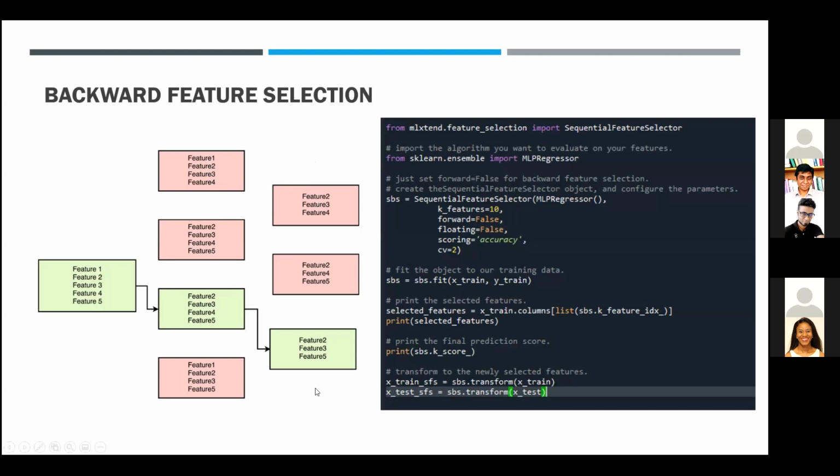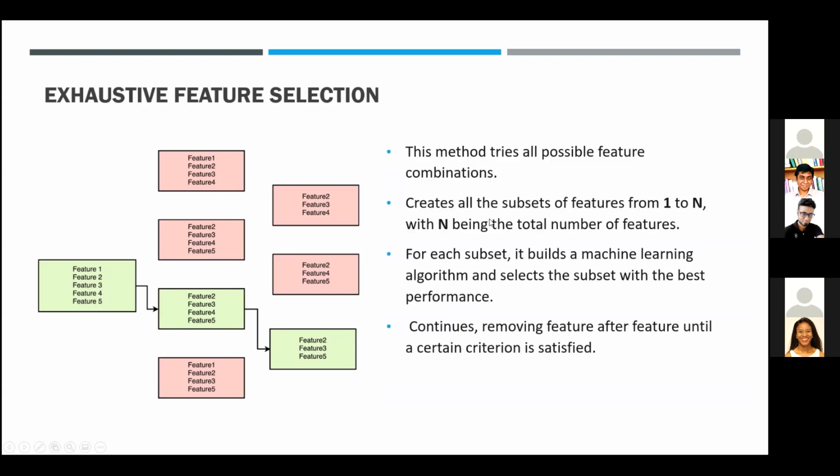It's the same as the last one, using the wrapper method sequential feature selector. You just set up your model, you insert your model as a parameter, but then here, instead of forward, you change this to false.